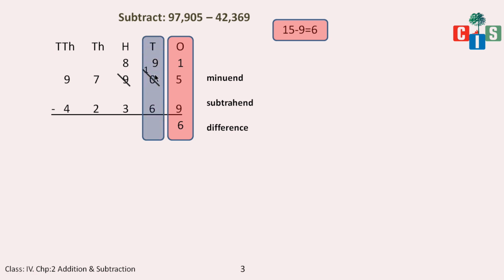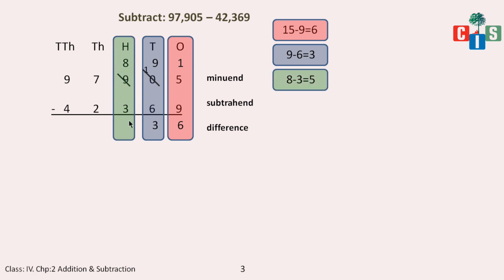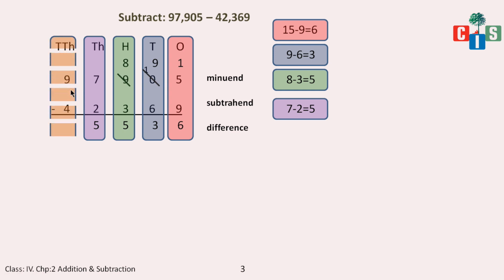Moving to the tens, 9 minus 6 will give me 3. Moving to hundreds, 8 minus 3 will give me 5. In the thousands, 7 minus 2 will give me 5. And 9 minus 4 will give me 5. Clear?